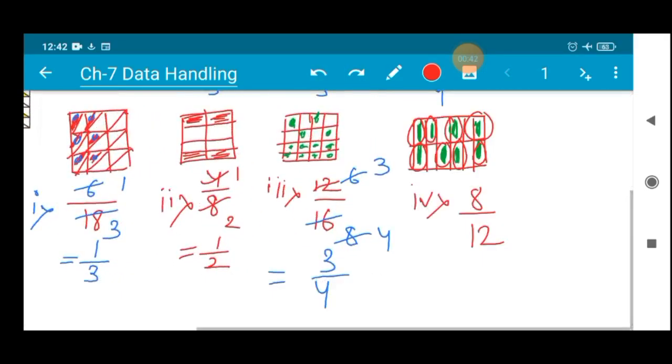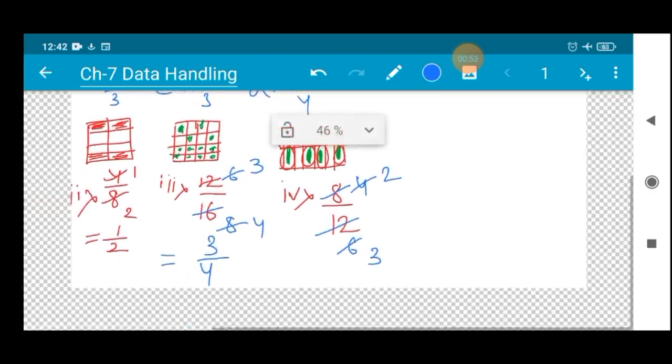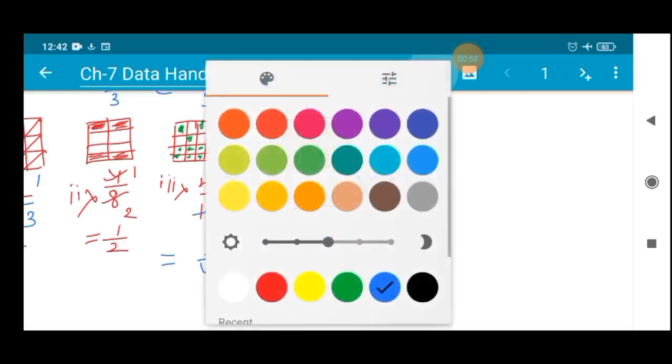So there are 8 parts colored out of 12, and we have to now reduce this into the simplest form. 2 4s are 8, 2 6s are 12. That can be done. 2 2s are 4, 2 3s are 6. So it is written as 2 by 3. Very, very simple, isn't it?